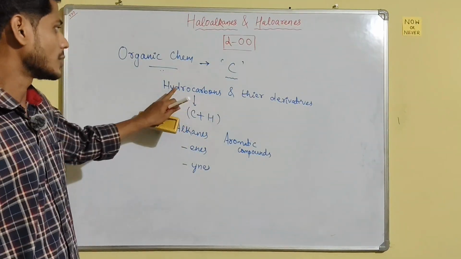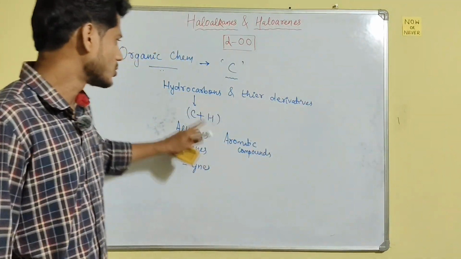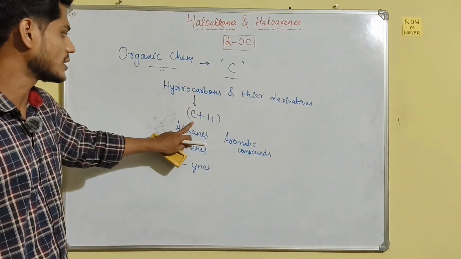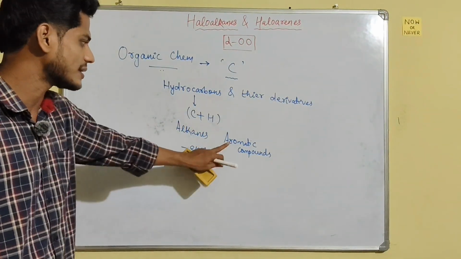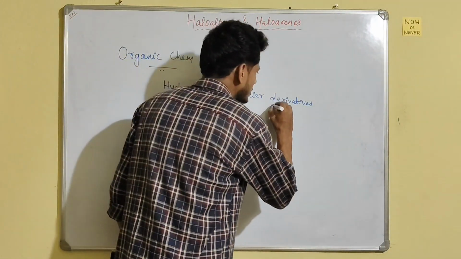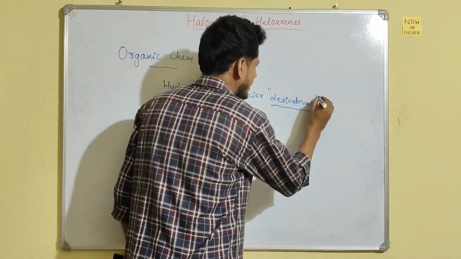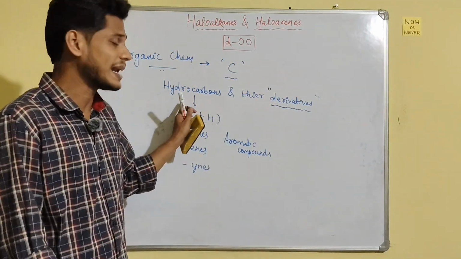So that is called hydrocarbons and their derivatives. Hydrocarbon means the compounds which contain carbon and hydrogen. In 11th class we studied alkanes, alkenes, alkynes and aromatic compounds, that is benzene. Now what do you mean by derivative? Derivative means to be derived from a parent organic compound.